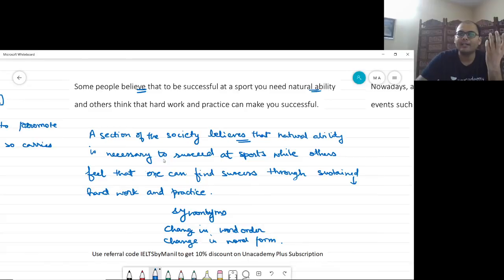So what have we done? We've used synonyms, change in word order, and change in word form. We've also added a word. Now this one adds a little more value to the sentence. So I'm also going to put that down as one of the strategies that we have followed. Right. So this is how we can go about forming a paraphrase for this particular sentence.